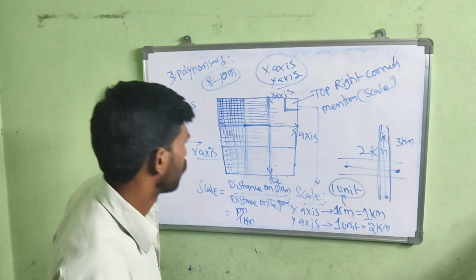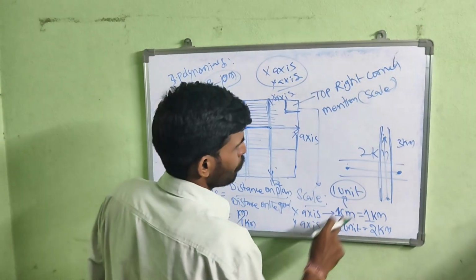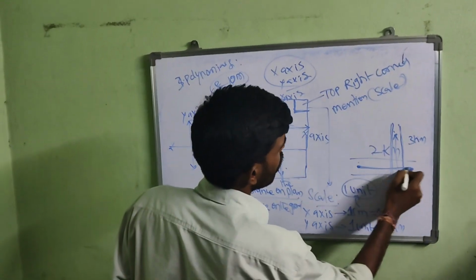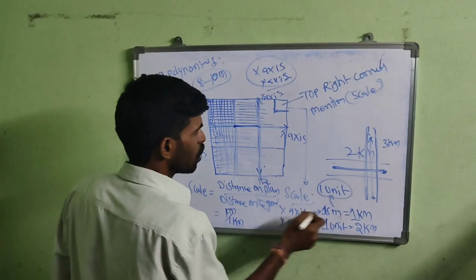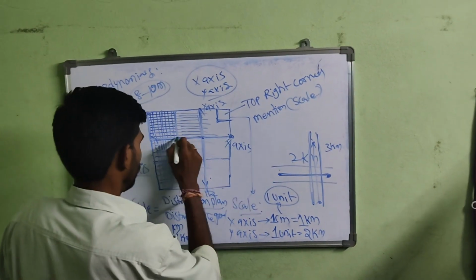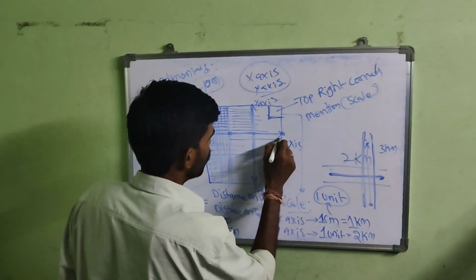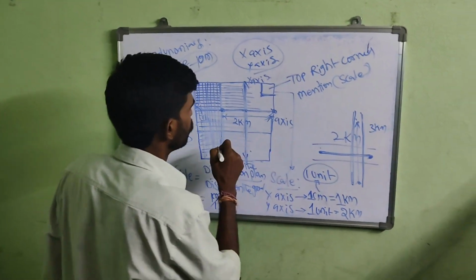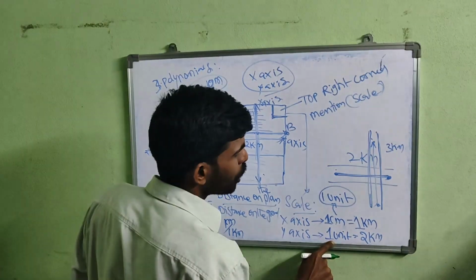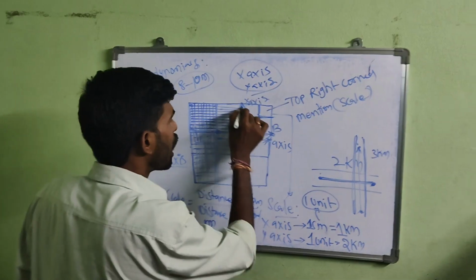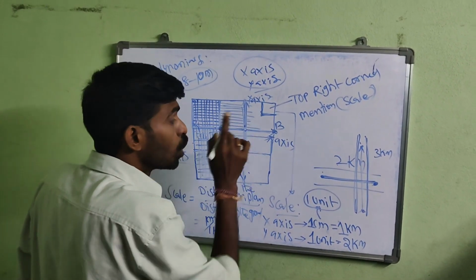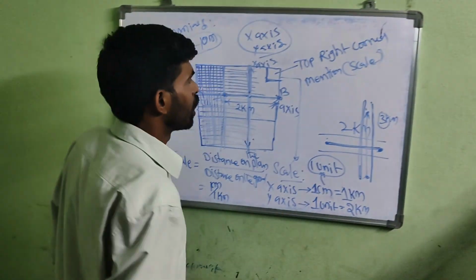From that I am writing here, listen, 1 centimeter equal to 1 kilometer on the x-axis. That is horizontal. This is the 2 kilometer road, AB. Now on the y-axis 1 unit is 2 kilometers. This 1 unit means this 1 centimeter is 2 kilometers. Here what is there? 3 kilometers.